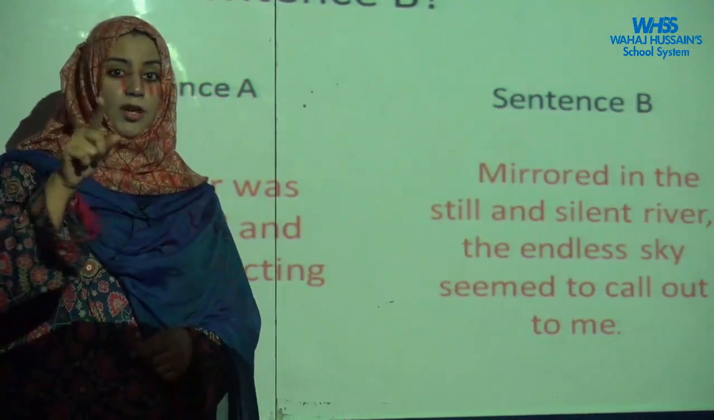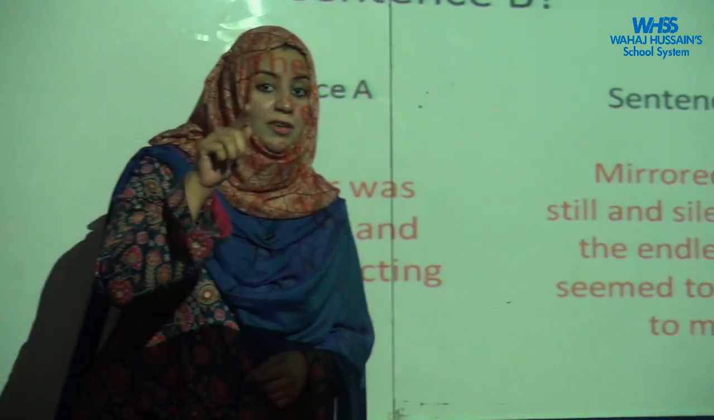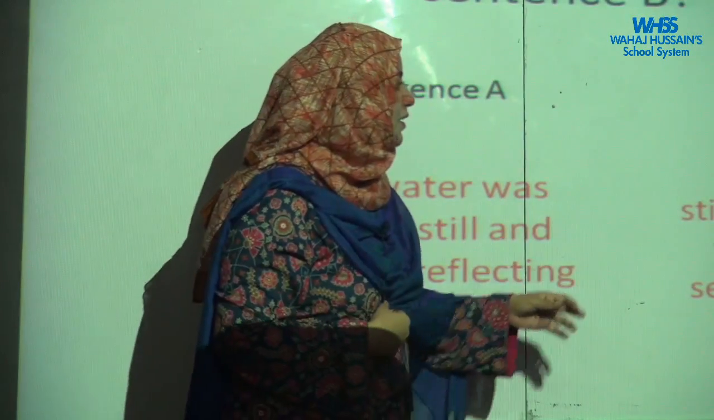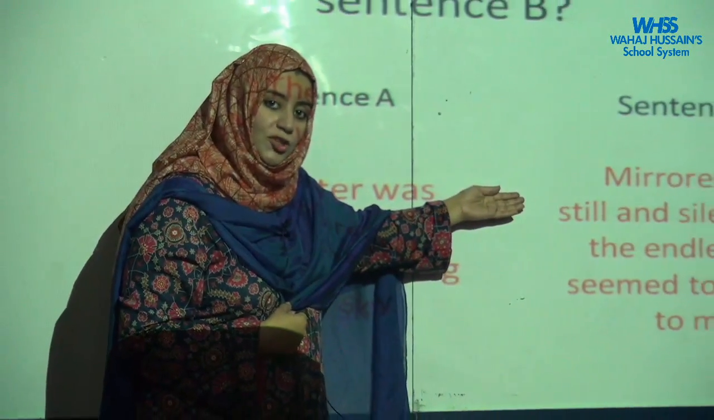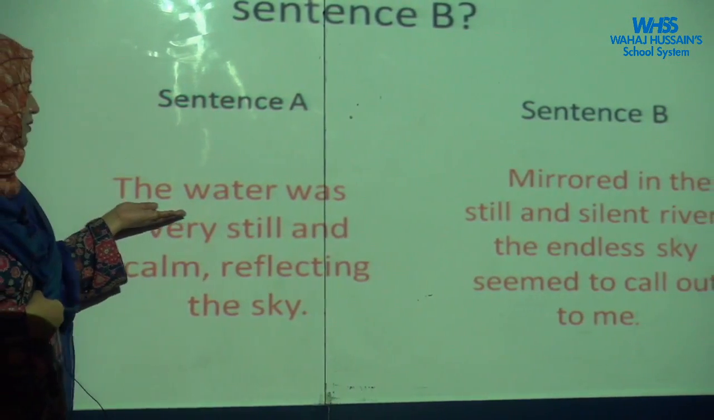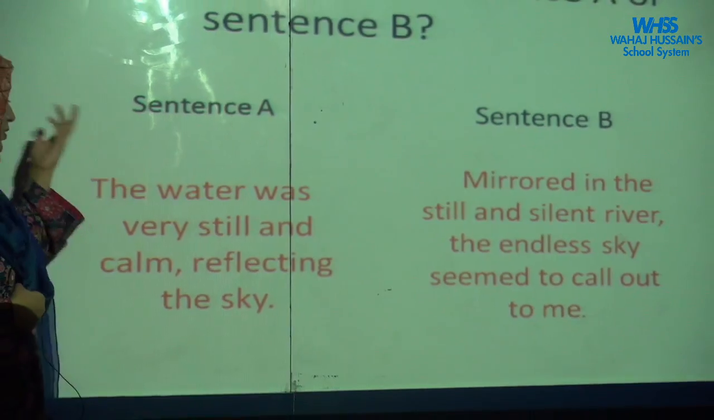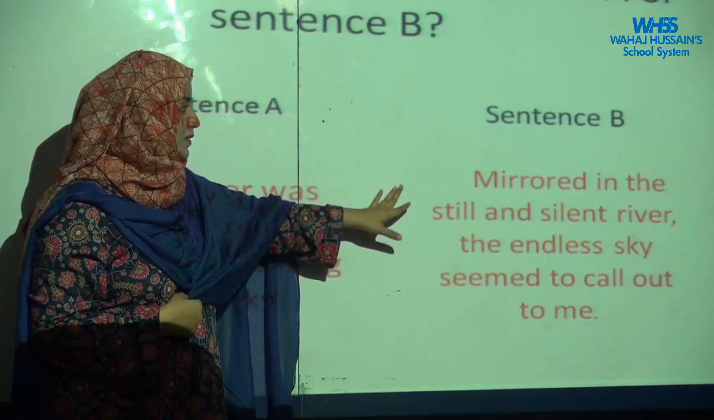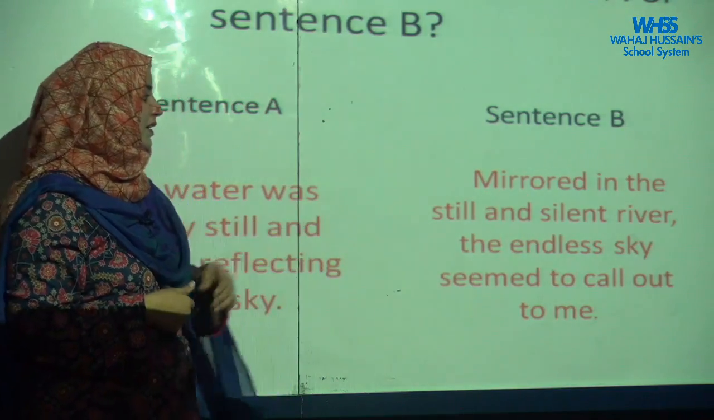I get to see a lot of hands going up right over there. Yes, is it sentence B? It is sentence B. Why? Because look at the sentence structure. Mirrored, and it has the noun, as in the water was very still. But this one is starting with a past participle, mirrored in the still and silent river.